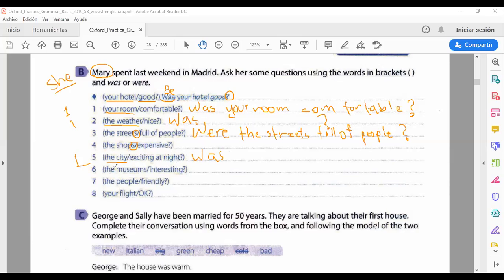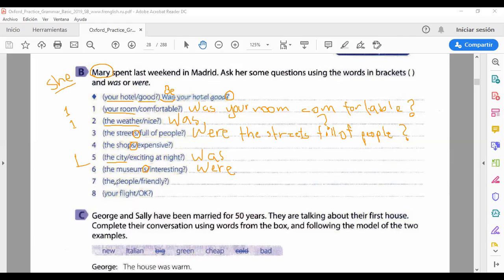Now, number 6, the museums, plural form. I have to start with were, sorry. Let me erase that. Come on. Were, because it's plural. See, as you can see here. Now, were the museums interesting? Question mark at the end, don't forget. Number 7, the people friendly.